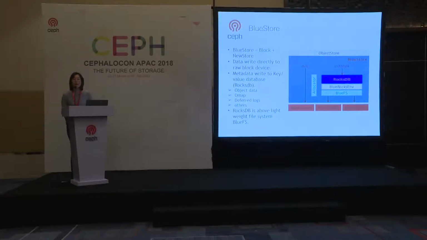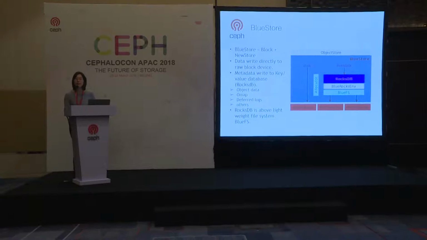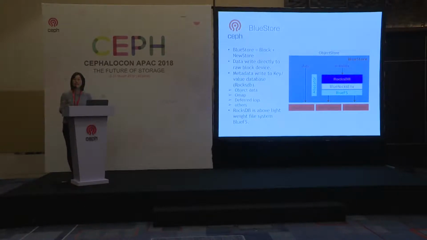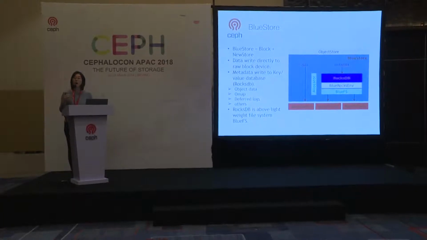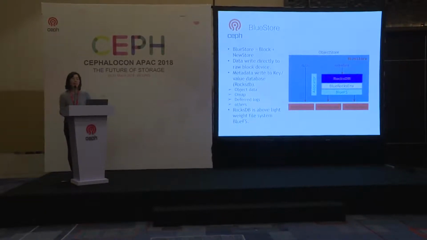There are several main kinds of metadata. One is the object mapping data. It is used to store the mapping relationship between the object and the real address. The second one is omap data. It includes some attributes related to an object, plus PG logs. The third one is deferred logs. I will talk about it later. And then the other metadata.